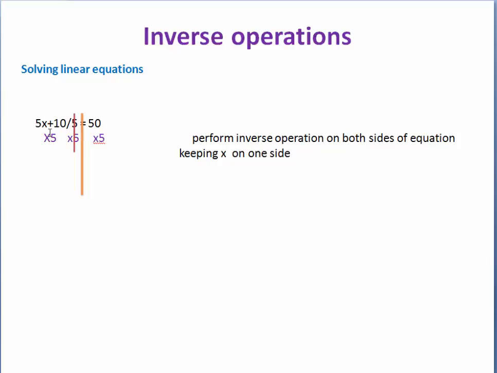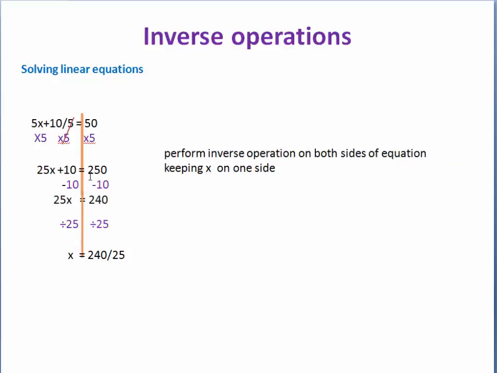So we multiply by 5 here, which gets rid of the denominator, and 50 multiplied by 5 gives us 250. So we get 25x plus 10. Remember that this 10 remains, it's just the denominator we've got rid of. 25x plus 10 equals 250. Now get rid of this plus 10 by doing the inverse operation, which is minus 10, on both sides of the equation. So this gets rid of the plus 10, 25x is left, and 250 minus 10 is 240.